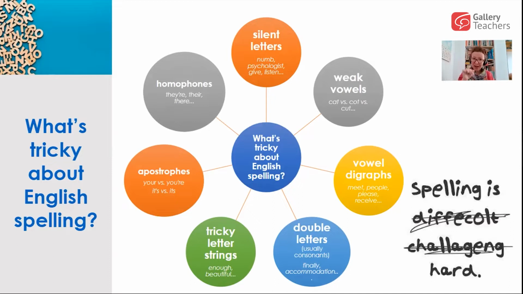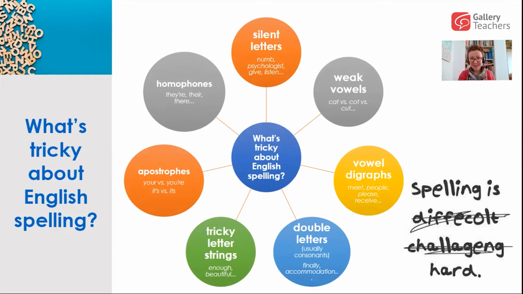Double letters, if we look at that light blue circle there at the bottom, can also be quite difficult. Students might just go, so accommodation, is it one C double M, double C one M, double C double M? So again, double letters can be quite difficult. They exist in a lot of different languages, but not across the board.